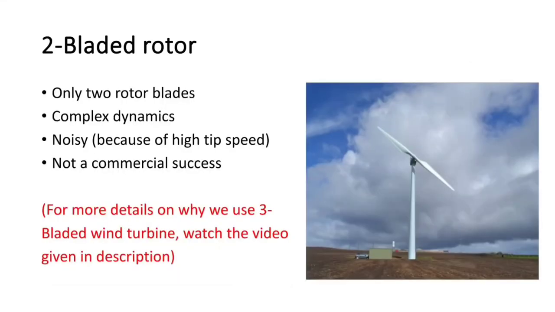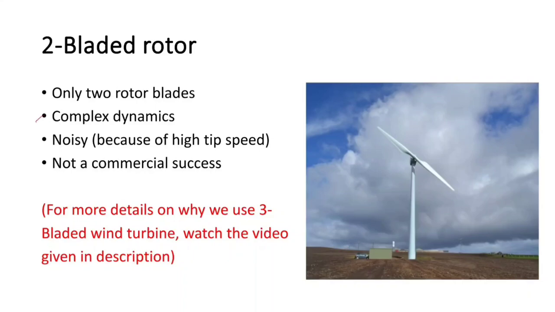Next configuration is the two-bladed wind turbine. Before discussing two-bladed rotors, I just want to mention that most wind turbines have three-bladed rotors, and why they are three-bladed is a long discussion. You can watch the video, link is given in the description. So coming back to this, some wind turbines also have two blades.